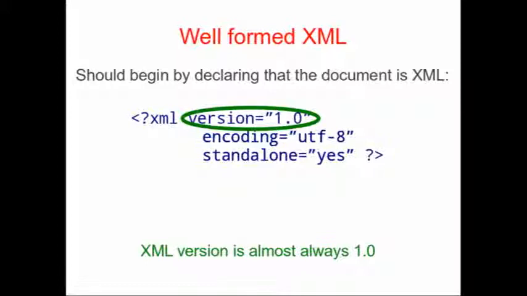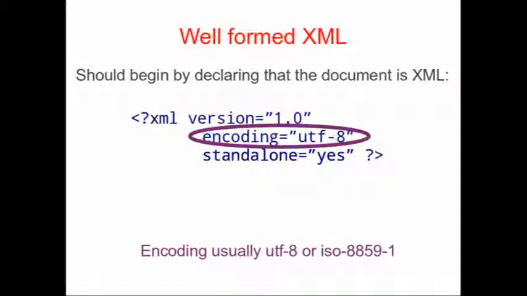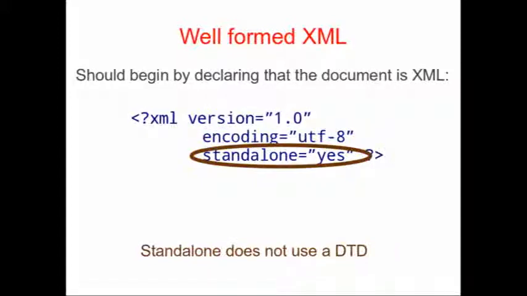You should include the encoding that your file is using. This will almost always be UTF-8 or perhaps ISO 8859-1. But as we'll see, there's some other common encodings. And then you should also declare whether your XML file is standalone and is thus just well-formed XML, or whether it's going to use a DTD that describes all of the contents of the file. And we'll talk more about DTDs in a second.